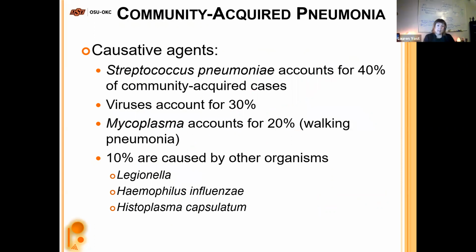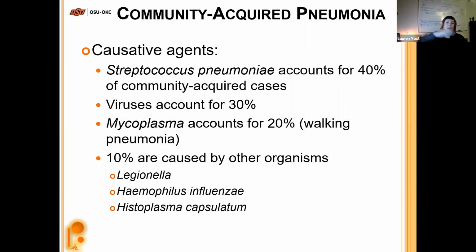Streptococcus pneumoniae accounts for 40% of community-acquired cases. There's two kinds of pneumonia you can have: healthcare associated or community. Community is not from a hospital or something like that. That's basically what that means. So 40% of the cases are going to be Streptococcus pneumoniae.